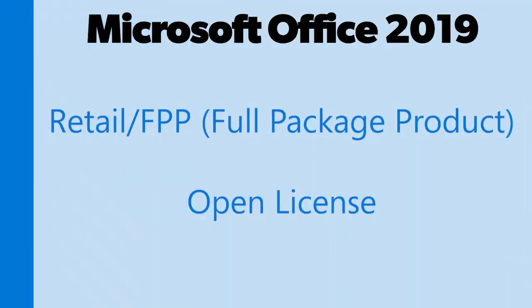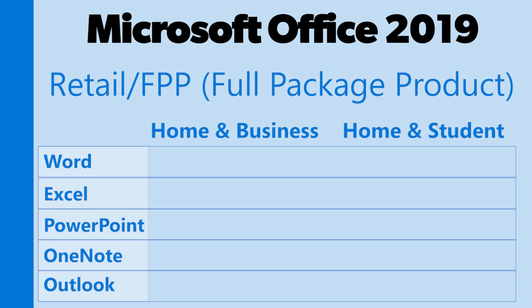So there are two different ways to purchase Office 2019 today. They would be either retail, or FPP, full packaged product, or buying it using the open license program. Retail, there are two different versions that are out today. That is Home and Business and Home and Student. Home and Student includes Word, Excel, PowerPoint, and OneNote. And Home and Business includes those four, but adds Outlook. So as you can imagine, that's more for your email, client management, and scheduling. So of course, that would make more sense in your Home and Business option.